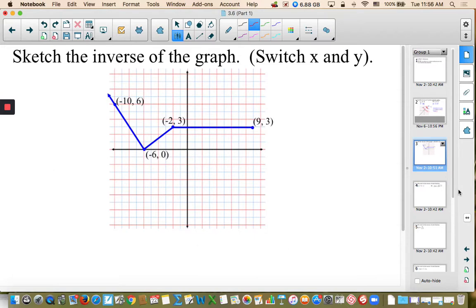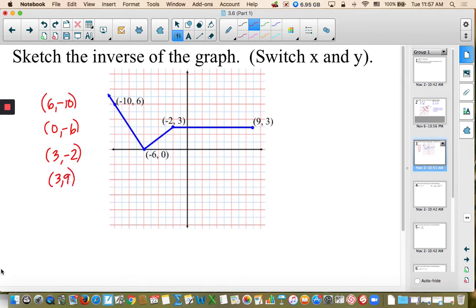We're going to find inverses today, whether we're given a graph or an equation. So to find the inverse of the graph, we're going to sketch the inverse. We're just going to switch the x and the y. So I'm just going to take each of these points here, and I'm going to switch the x and the y. So -10, 6 would become the point 6, -10. -6, 0 would become 0, -6. -2, 3 would become 3, -2. And 9, 3 would become 3, 9.